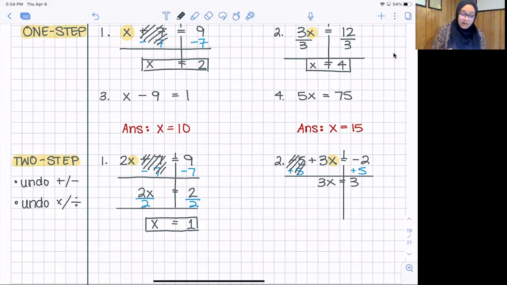So my -5 and my +5 becomes 0, canceled. I have 3x left over, equals -2 plus 5 is 3. Okay? Now I'm not done. I need a second step, right? I added 5. That was my first step. My second step is to get rid of that 3. 3x means 3 times x. So the opposite of times is division.